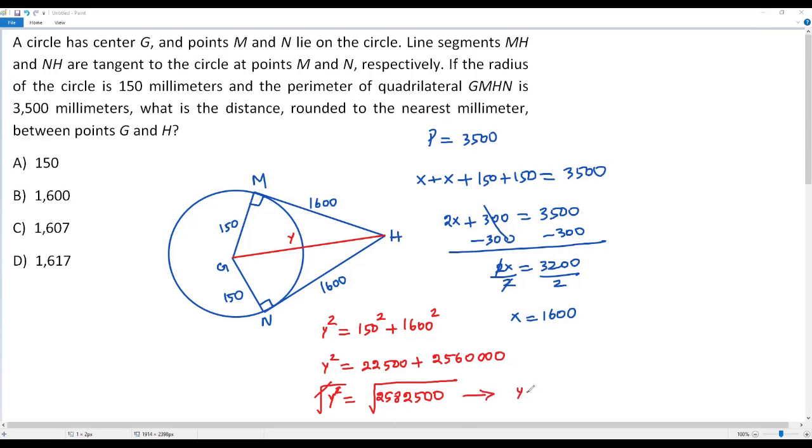Then we get y equals, when I take the square root of this value, 1607.015, and it keeps going. But according to the question, we have to round our answer to the nearest millimeter. That is, we have to round this value to the nearest whole number. Then we get y is approximately 1607. We know that y is the distance between the points G and H. Therefore, the distance between the points G and H rounded to the nearest millimeter is 1607. We find this value in answer choice C. The correct answer choice for this question is C.